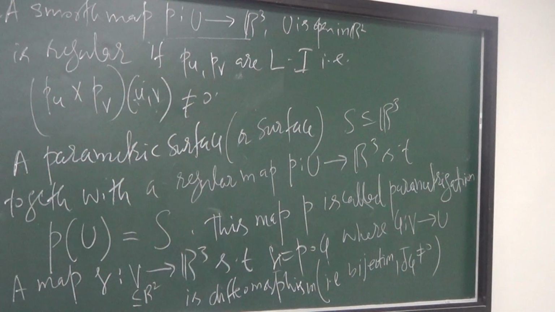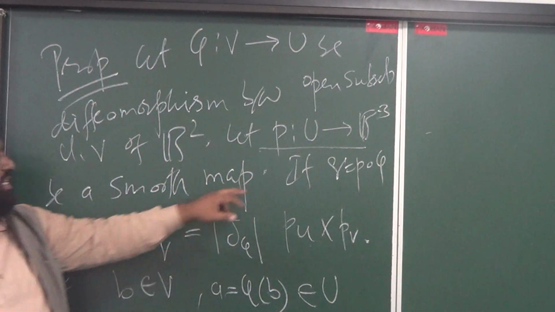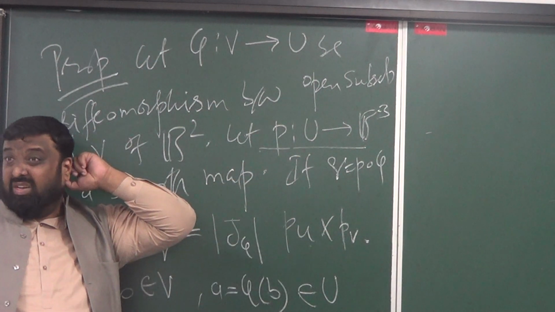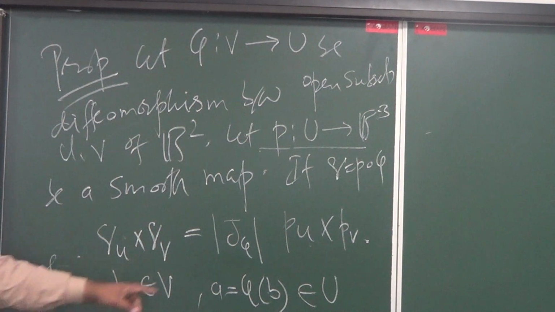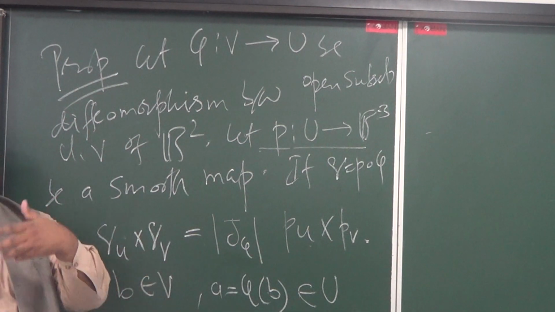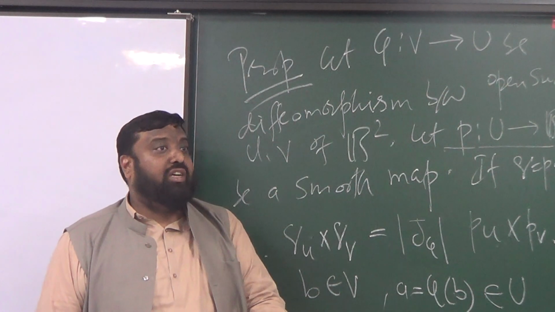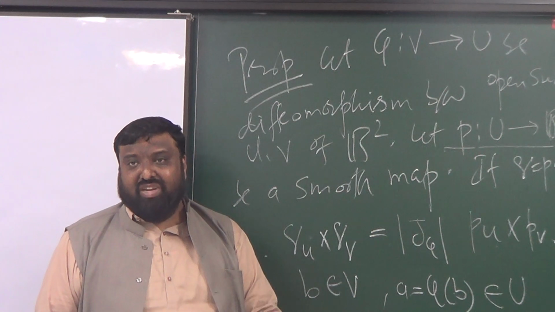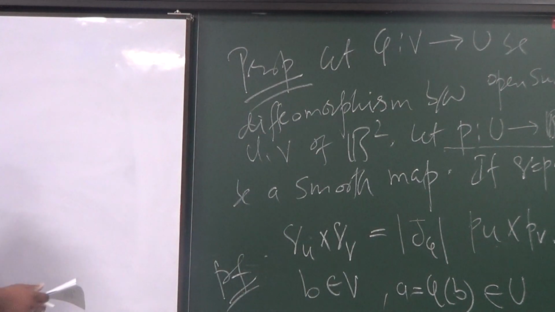You can add a quick remark here. If in addition you assume that your P is regular, in other words PU cross PV is non-zero, then Q will also be regular. Can you see why? Because this is non-zero, and the Jacobian of the diffeomorphism is non-zero, so the product is not zero. So if you take a regular parametrization and compose it with a diffeomorphism, its regularity is preserved. This is an interesting thing that we should note.